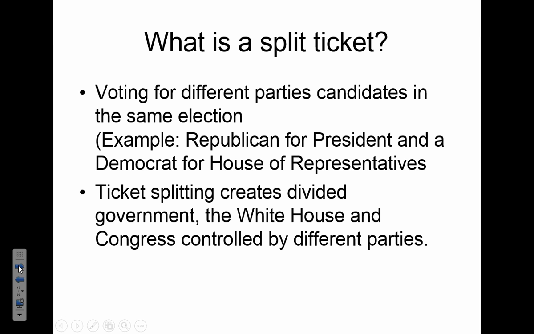Why could it be a good thing then? Why is divided government not necessarily a bad idea? Right? So it's not just a small percentage or a portion of society getting what they want. Maybe nobody's getting it. If I can't have it, neither can you, kind of thing.